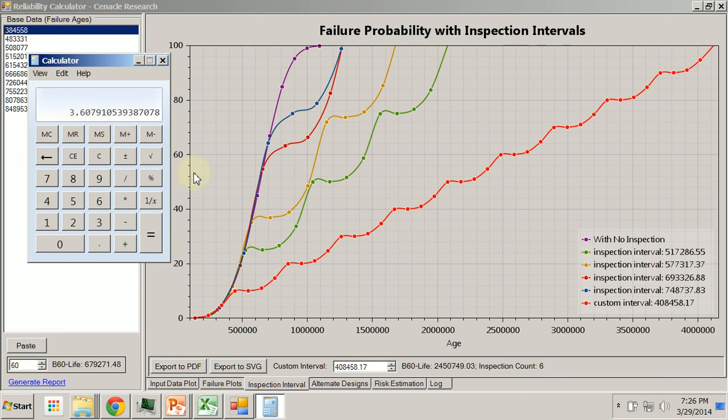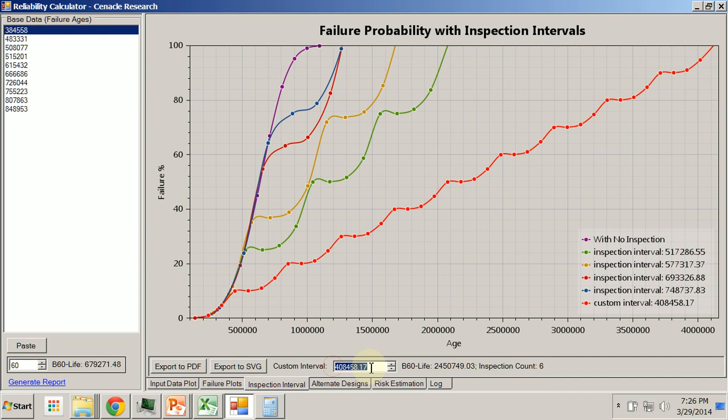So, by having a custom inspection interval of 408,000 cycles, your life expectancy increased by 3 times. However, the inspection count is 6. That means to increase your component life by 3 times, you are doing 6 inspections. So for each inspection, if you know the cost and the advantage of extending your life by 3 times, you can find out whether it is suitable for you or not.